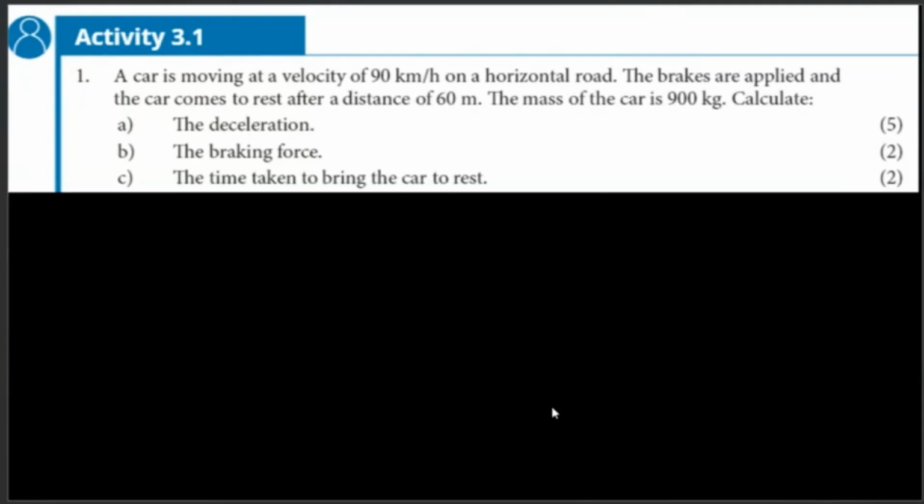Okay, let's look at some activities here. First, let's start from the easiest one. Activity 3.1. I think the question is the same as the one in the old textbook. Okay, let's look at this question. The question says that a car is moving at a velocity of 90 kilometers per hour.